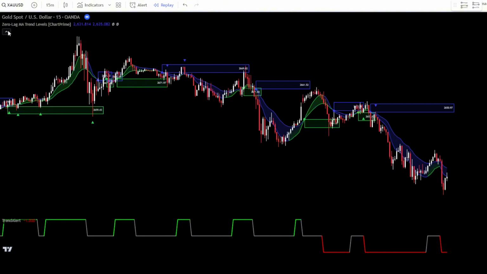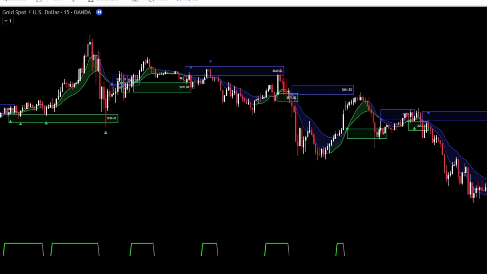The zero-lag MA trend levels indicator will serve as both a trend filter and an entry trigger in the market. When the zero-lag MAs cross each other, the indicator will automatically provide key level areas in the market. You can use these key levels to identify potential entry opportunities.